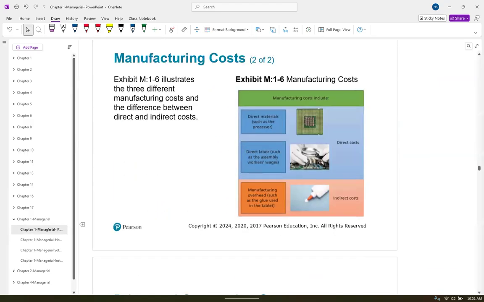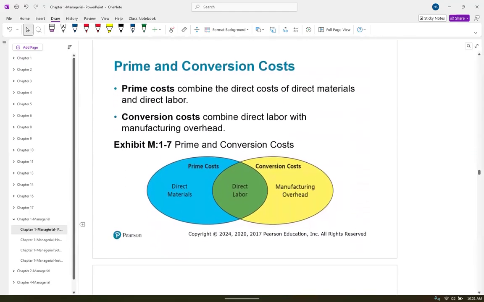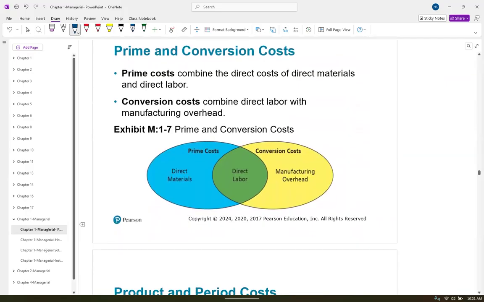So we have those three manufacturing costs. We have the direct materials right there, direct labor, and then indirect cost or manufacturing overhead. Okay. So if you look at your three costs here, if you think about the term direct and prime, they kind of sound similar. Direct materials and direct labor are a prime cost. Direct labor and manufacturing overhead are conversion cost. Okay, so direct labor fits into both of those. It is a prime cost and a conversion cost.